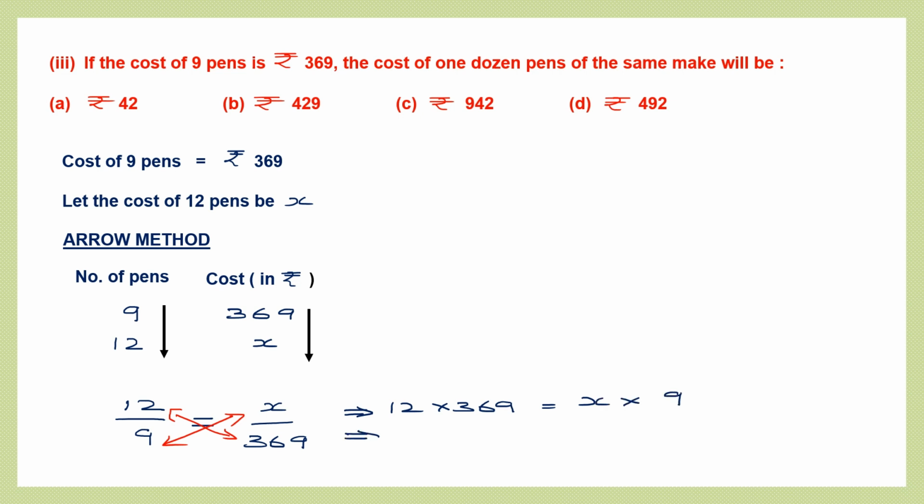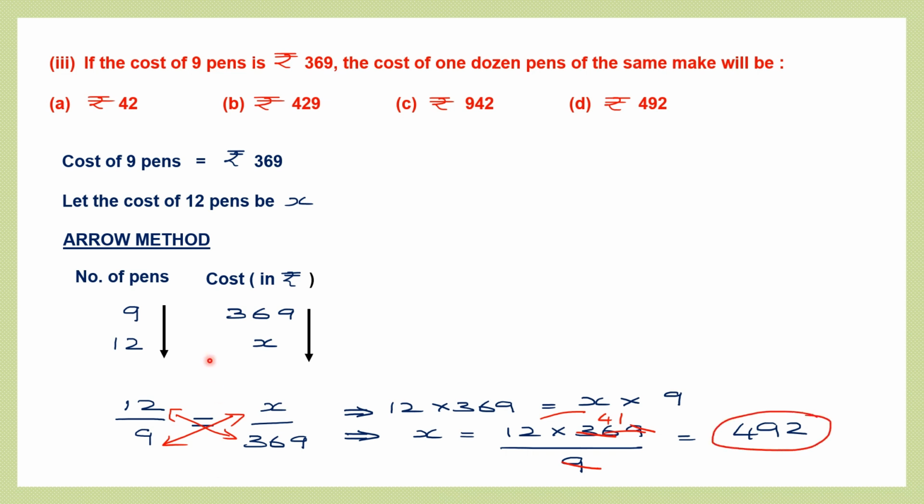Now to find the value of x, we say x is equal to 12 into 369 divided by 9. We can cancel: 9 fours are 36, 9 ones are 9. So 12 into 41 is 492, and this is the value of x. And what is x? What did we say in the beginning? Let the cost of 12 pens be x. So we have found the cost of 12 pens and that is rupees 492, and that is option D.